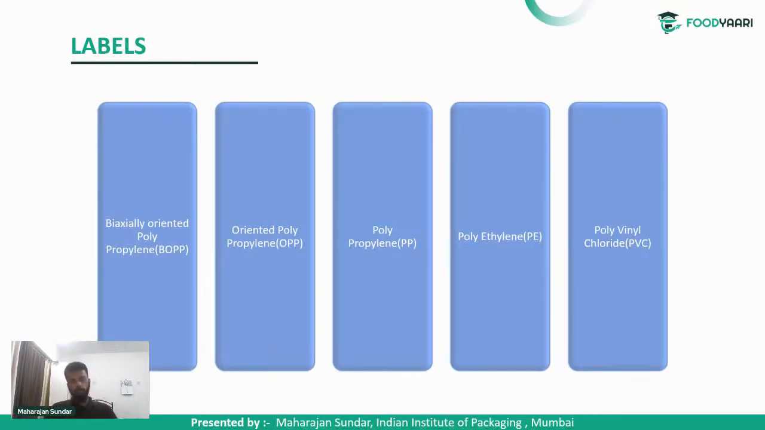Because polypropylene has great wear resistance. It provides good water resistance. It also provides good tear resistance and tensile resistance when it is oriented. That's why oriented polypropylene will give great tensile and tear resistance. Biaxially oriented gives tear and tensile resistance, and it also gives a great water and moisture barrier to the product pack.